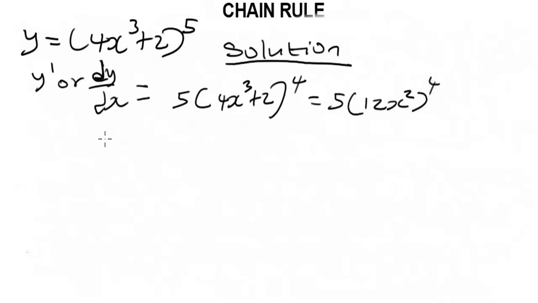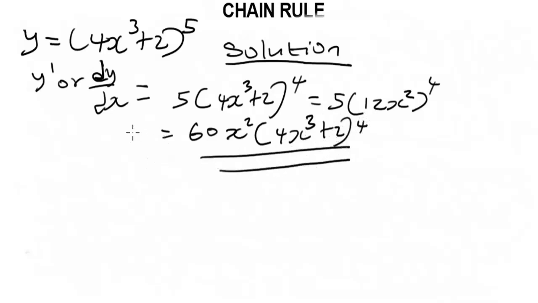So now your final answer will be 5 times the derivative of what is inside, that's 12x squared. We're going to have 5 times 12x, so we're going to have 60x squared. Then bring back the original value in the brackets, which is 4x cubed plus 2, raised to power 4. So this is the derivative of the function, dy over dx. So that's the pattern or idea behind chain rule of function of function. This is how you solve it.